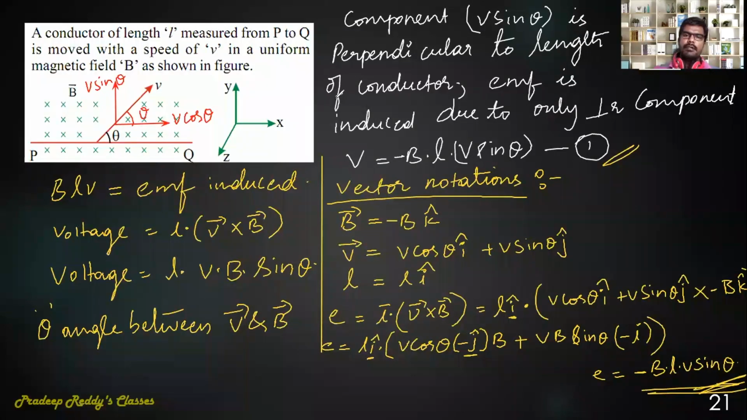This is the procedure to use when we are calculating EMF induced due to motion of the coil. You can either use vector notations, or directly you can resolve the velocity vector or length vector into components, and you can find out the EMF produced over there.